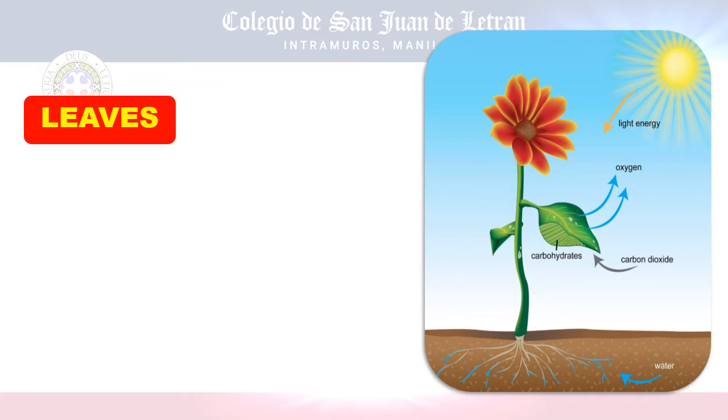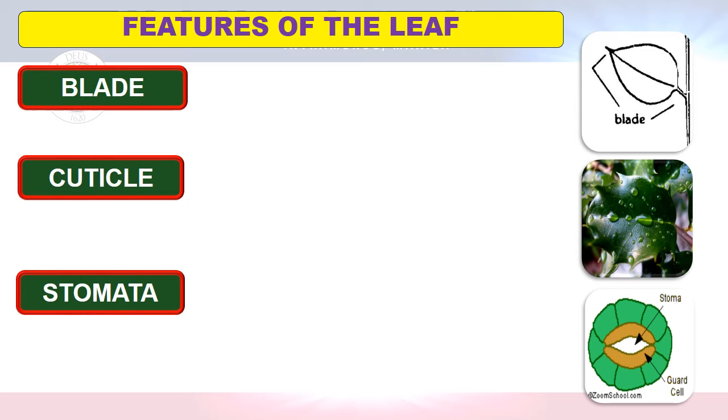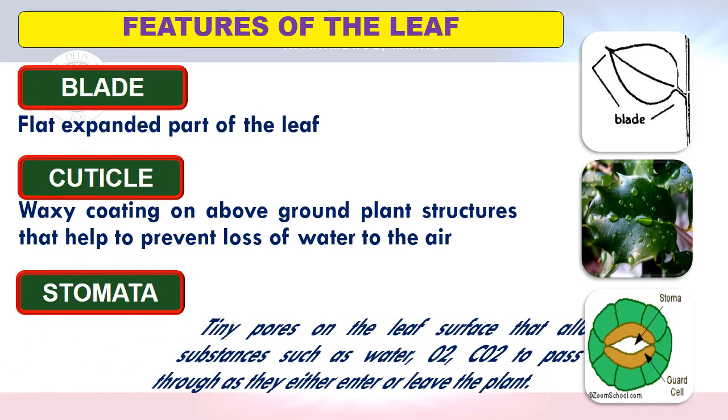Next, we have leaves. Leaves are the original solar panels, capturing energy from the sunlight in a biochemical process called photosynthesis, where plants absorb carbon dioxide, light energy from the sun, and water, and they release oxygen. Leaves serve as the principal site of the photosynthetic reaction. Let's now move on to the different features of the leaf. We have the blade, cuticle, and stomata.